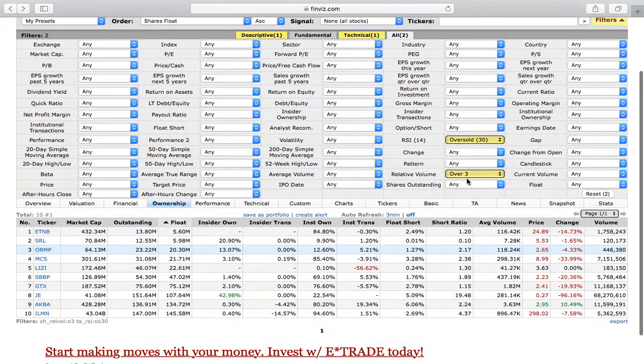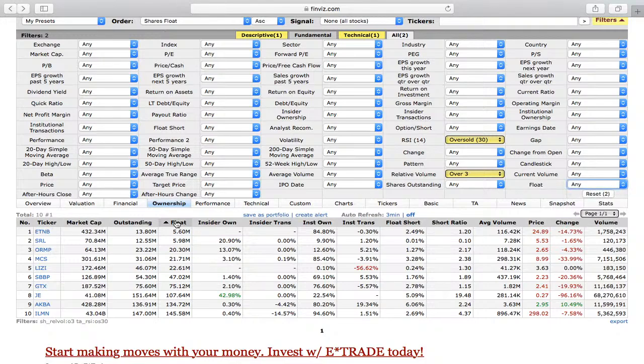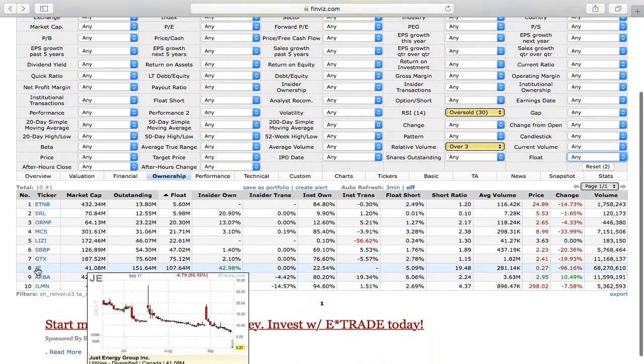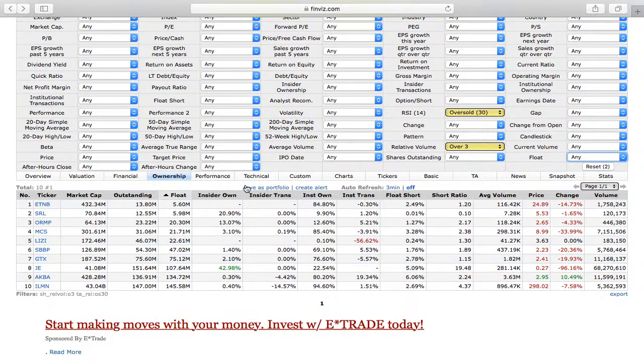But yes, all you do is oversold, over 3, and then you go to ownership. This is how you kind of do all the float in order. There is another way to do floats as well, but for this specific scan, I like to just do it this way. It makes it a little easier. You can see in order, because there's only going to be 10 stocks here. Oh, there's just energy. I know some of y'all probably have had a bad time with JE.